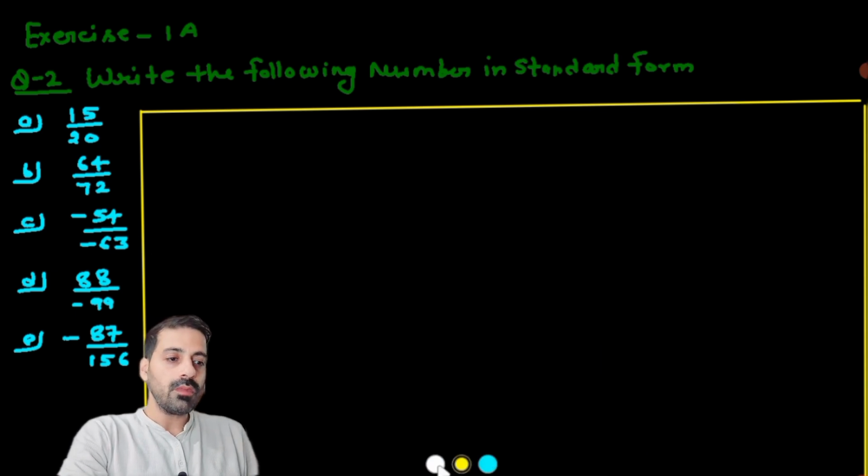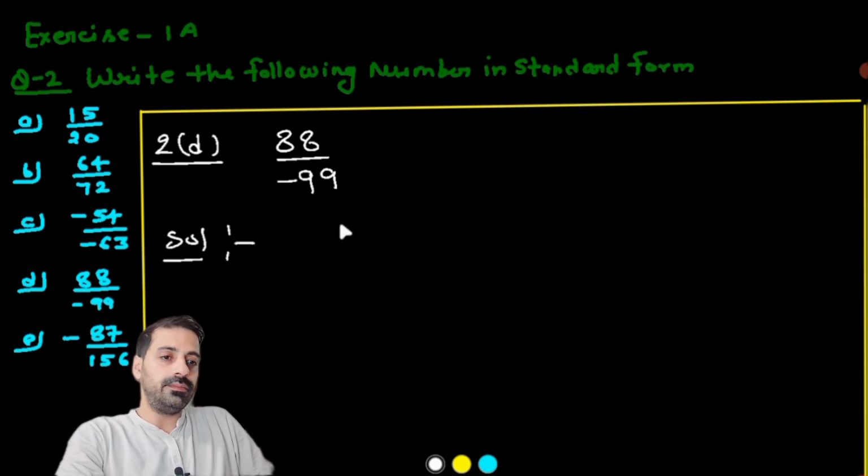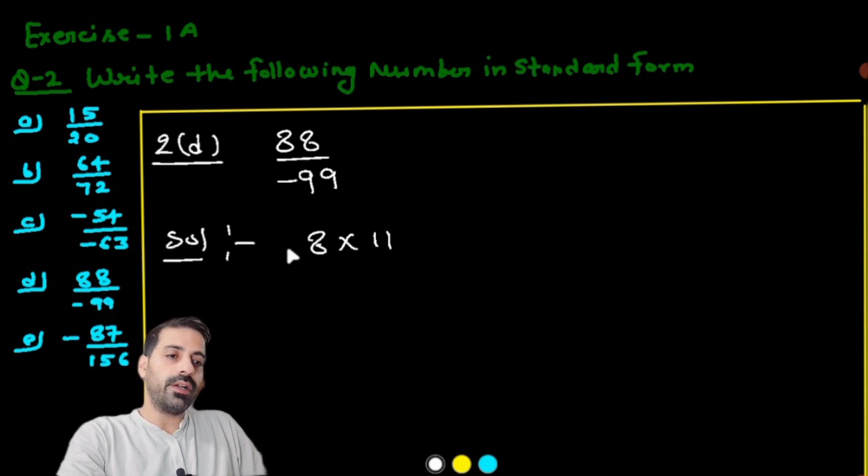Now move to the next question. The next part of this question is the A, B, C and D part. The D part is given as 88 upon negative 99. So I am directly solving it here. What are the factors of 88?